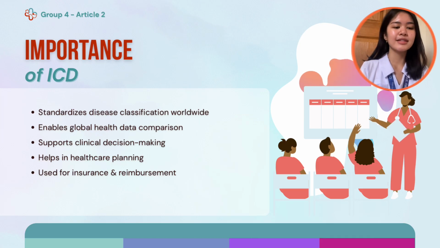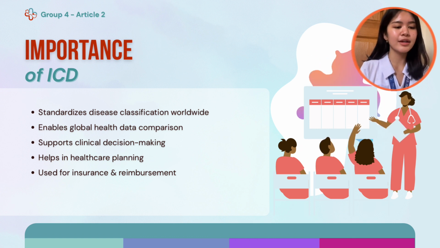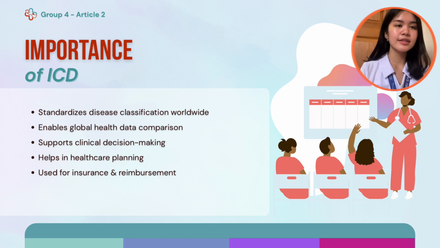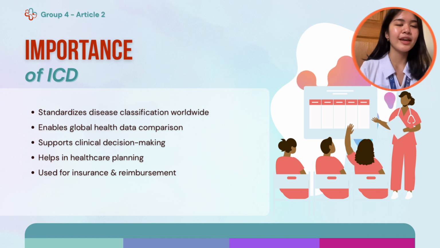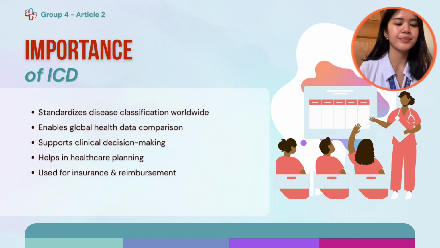The ICD system serves several essential purposes. First is the standardization of disease classification across the country. Second is the collection and comparison of global health statistics. Third is the support of local clinical decision-making and healthcare planning. And lastly, the facilitation of insurance and reimbursement processes.